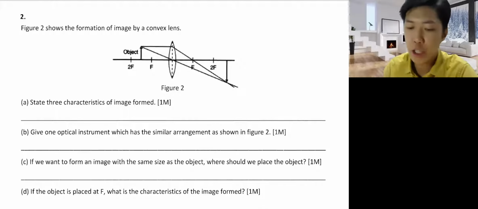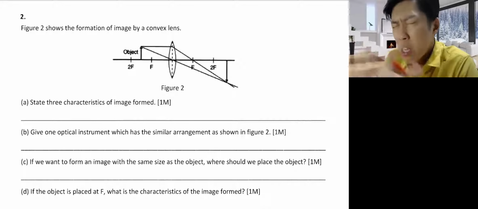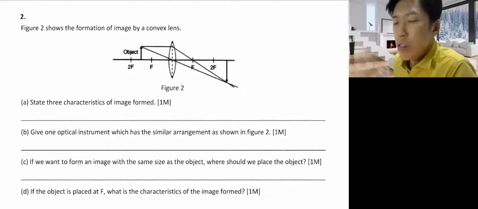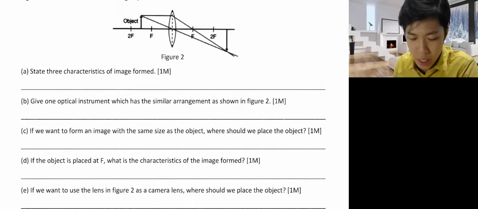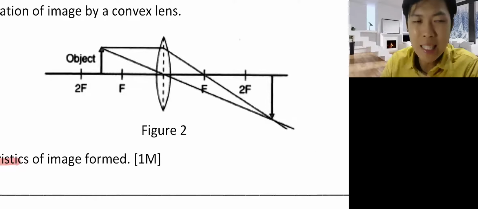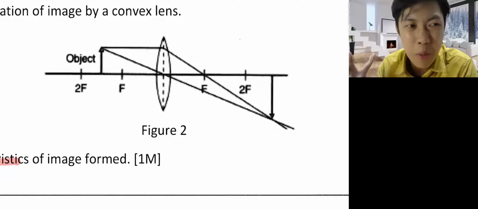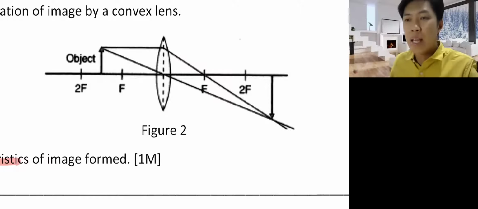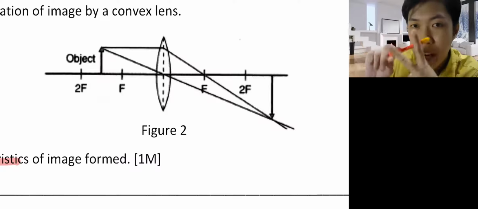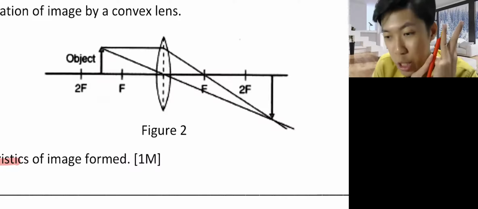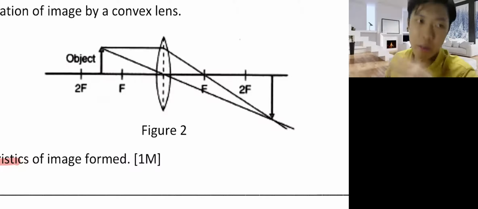Like I show you, when you memorize all of them, it comes into action. You have to remember all the parts and where it is for what optical instrument. Like first one, state 3 characteristics of the image formed. Now, this is a convex lens, right? You remember the first 2, you must write. There are 2 that you must remember. And the third one is the size, right? Size depends on where you place the object. That will give you a different answer.